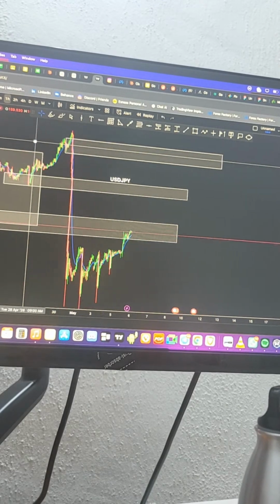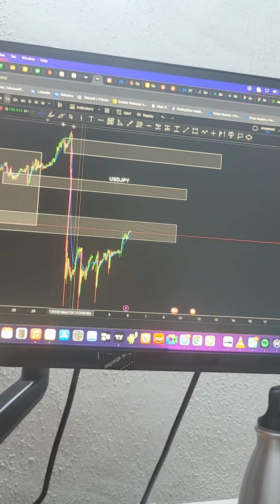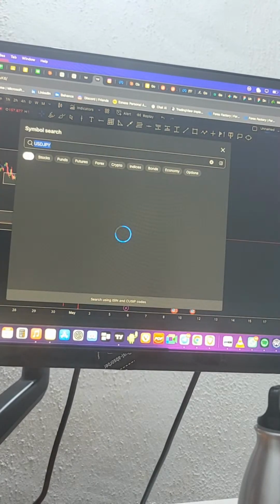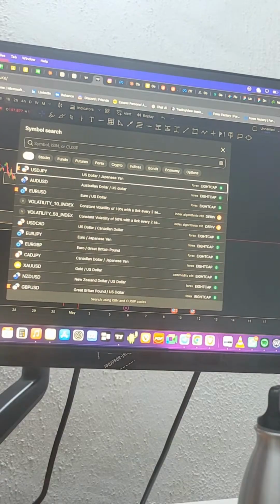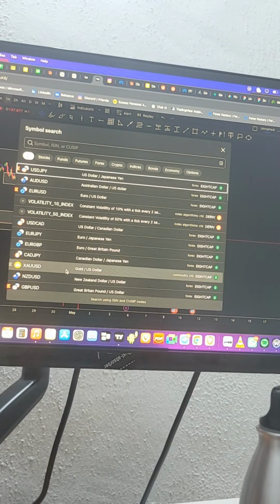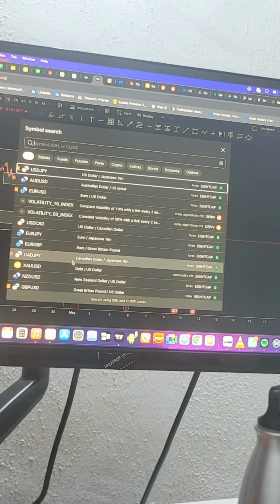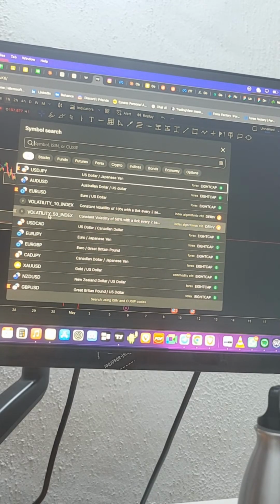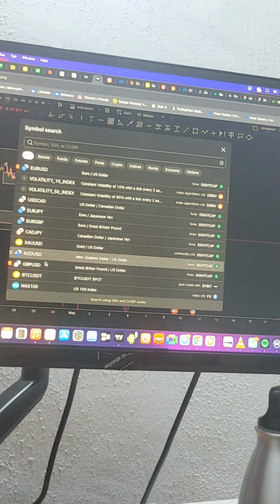Those are my zones that I'll be looking at to get that opportunity to get involved in the market. So my main bias on that is to sell. Currently USD JPY is bullish on the hourly time frame, down to 30 minutes and 15 minutes. But on the daily time frame, it is a strong sell. It is a strong sell.